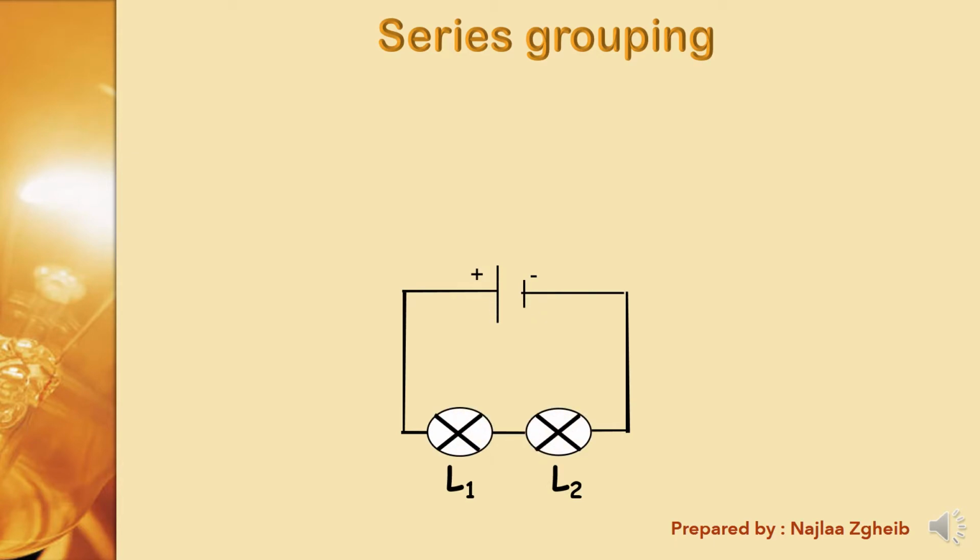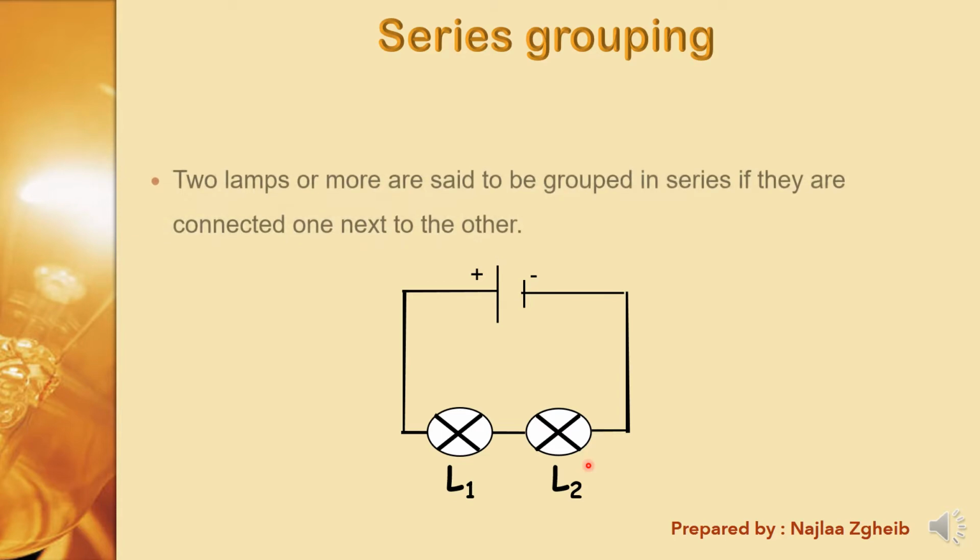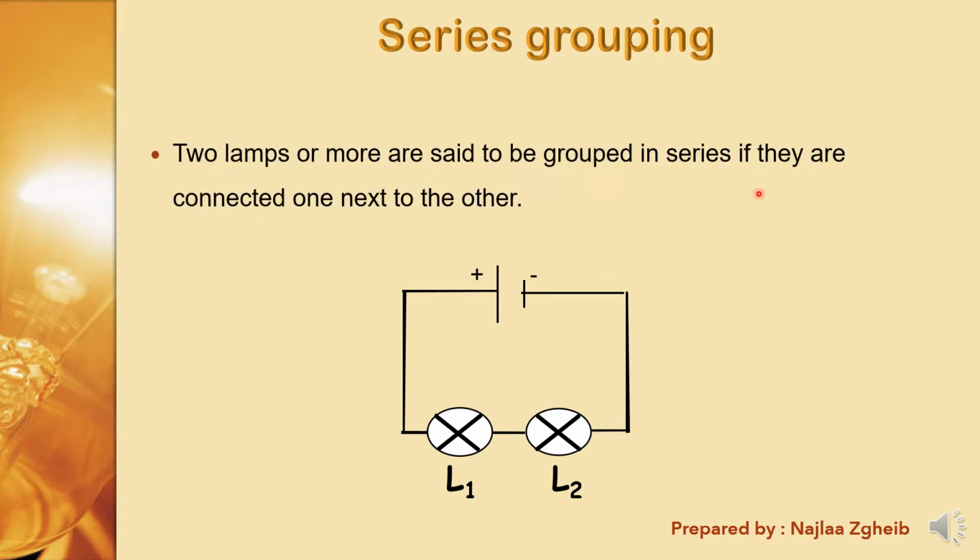Look at this electric circuit. It consists of two lamps, L1 and L2. L2 is connected next to L1, so we can say that these two lamps are connected in series, or grouped in series. When two or more lamps are connected one next to the other, they are grouped in series.